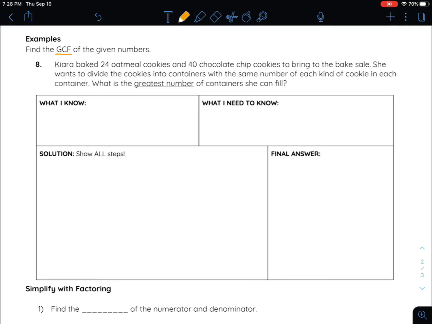Kiara baked 24 oatmeal cookies and 40 chocolate chip cookies to bring to the bake sale. She wants to divide them into containers with the same number of each kind of cookie in each container. What is the greatest number of containers she can fill?